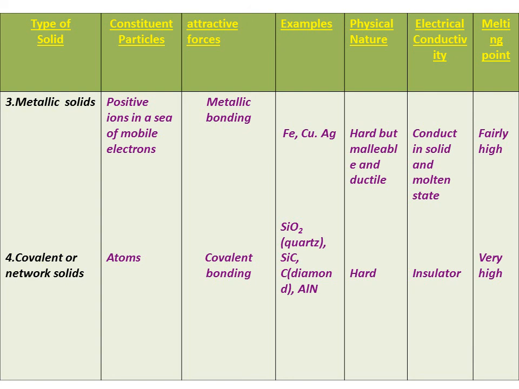Covalent or network solids. Constituent particles of covalent or network solids are non-metallic atoms. Attractive forces, covalent bonding. This will be like a revision, dear student. Examples: SiO2, that is called quartz, silicon carbide, diamond, aluminium nitride. Physical nature is hard. Electrical conductivity is an insulator. Melting point is very high.